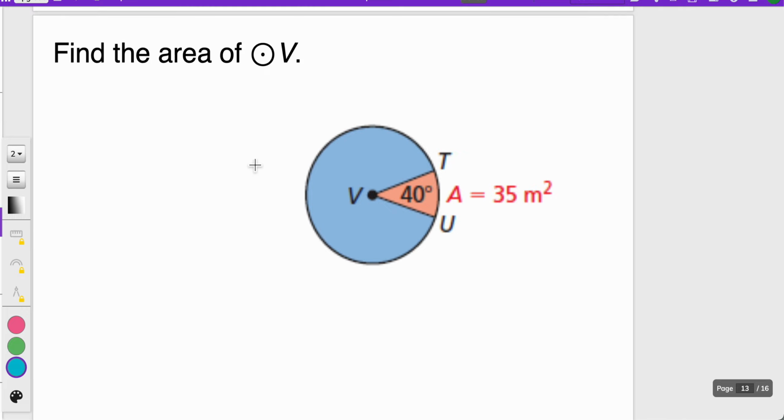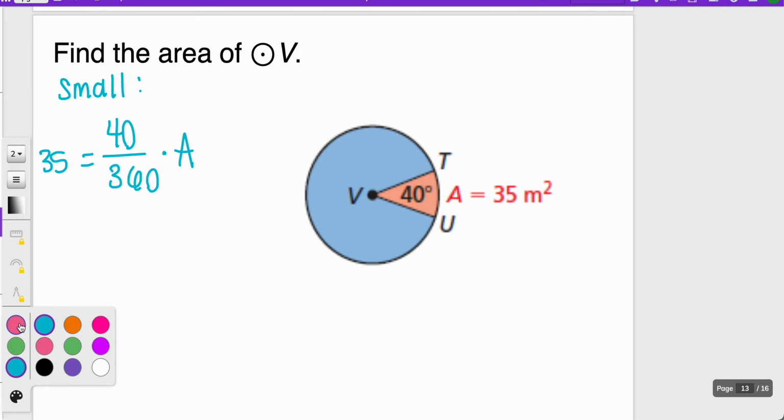Okay. Now that we found some areas of the circle, now we're going to work a little bit backwards. Now it says find the area of circle V. So we know that the small area can be found by taking 40, dividing that by 360, and whatever that area was, we were able to say it's equal to 35, right? So what I'm going to do now is try to figure out the reverse of that.